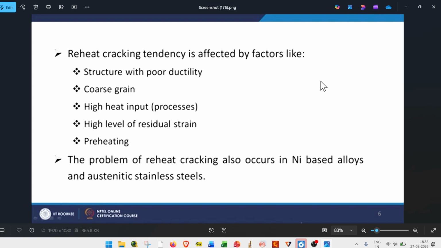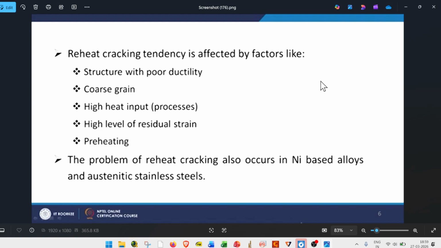The factors which affect reheat cracking are: a structure with poor ductility, coarser grains, high heat input processes like slag welding and submerged arc welding, and a high level of residual strain and preheating.